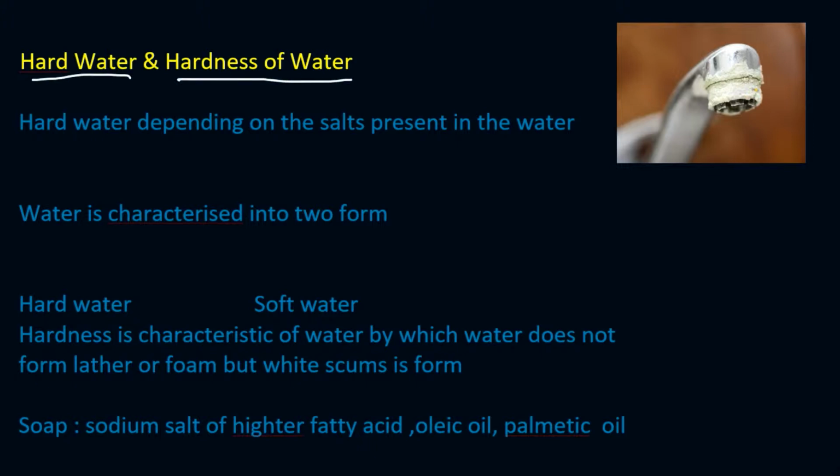Have you ever wondered why this white layer is formed on your tap? Yes, this is due to the presence of hard water. Hard water depends on the salt present in the water. The water is characterized into two forms: one is hard water, another is soft water. Hard water means the water that contains salt.